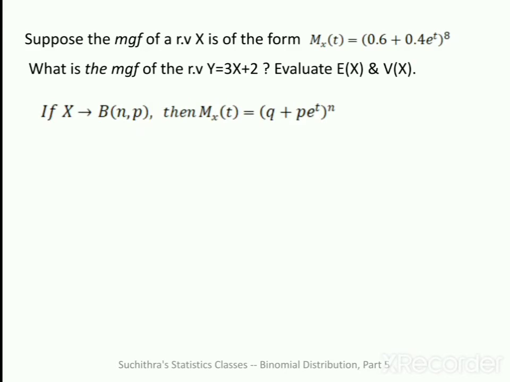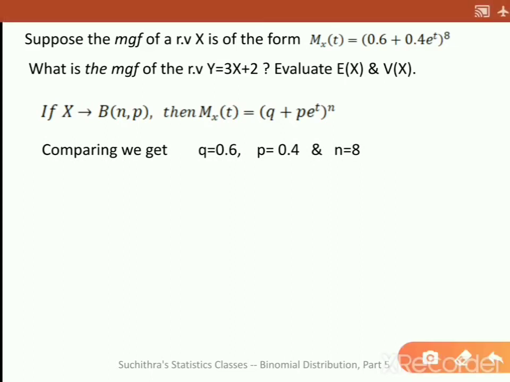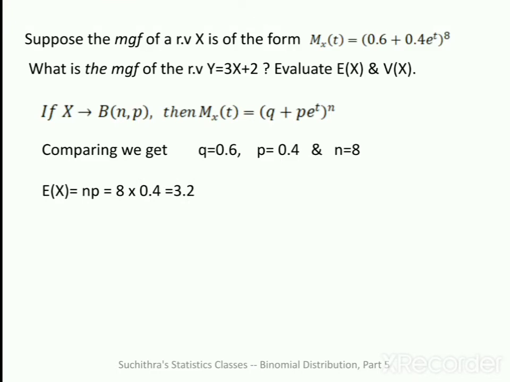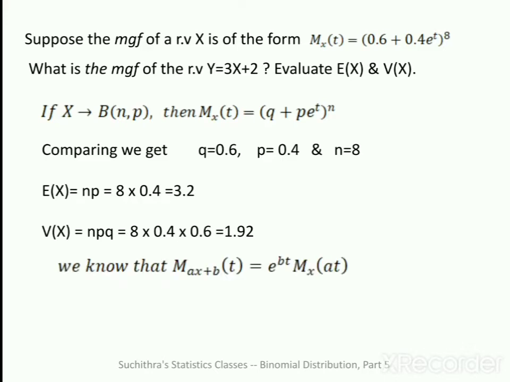We know that if x follows b(n, p), Mx(t) is (q plus p e raised to t) all raised to n, that is x is a binomial variate. Comparing this Mx(t) and the given one, we get q equal to 0.6, p is 0.4 and n equal to 8. Therefore, E of x is np equal to 3.2. V of x is npq, which is equal to 1.92.